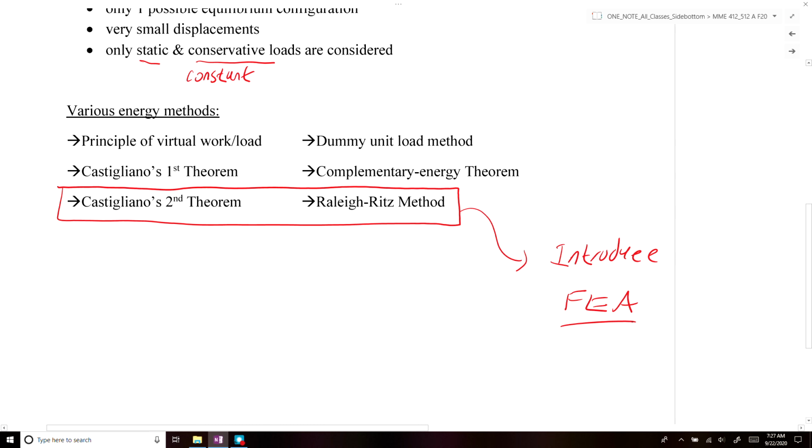Without any further ado, we're going to get started on introducing Castigliano's second theorem.